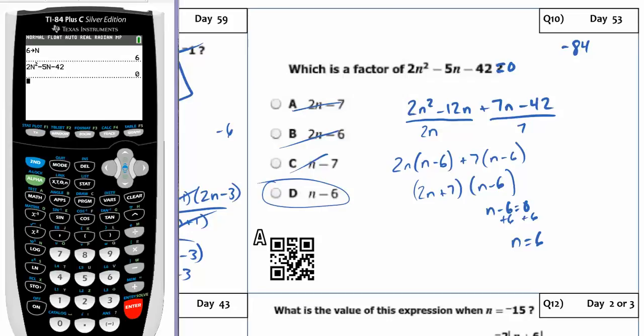If I solved any of these for 0, in fact, some kids could probably do the problem like this, is solve each of those for 0 and see which one works. But if I solved any of these for 0, none of these should work. The only two that should work are n equals 6 and n equals negative 7 halves when you solve that one. So that's how to do it, and check with the calculator.